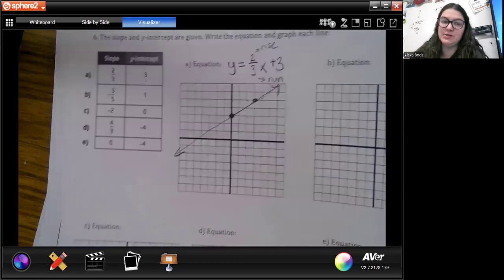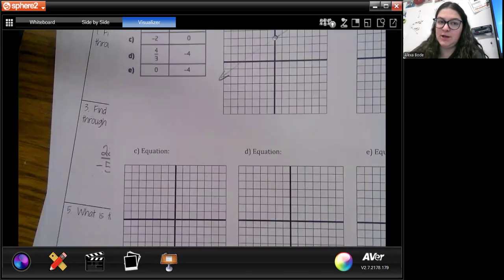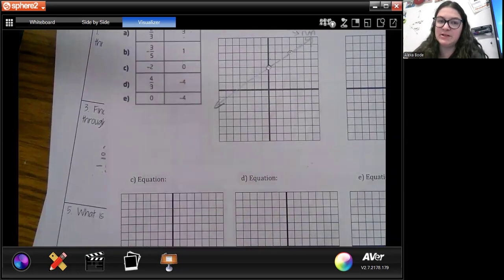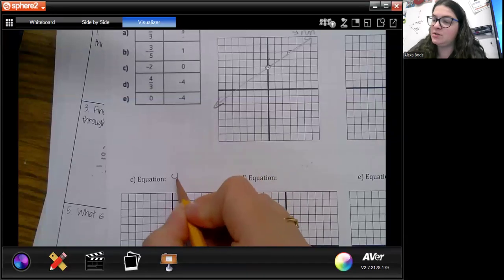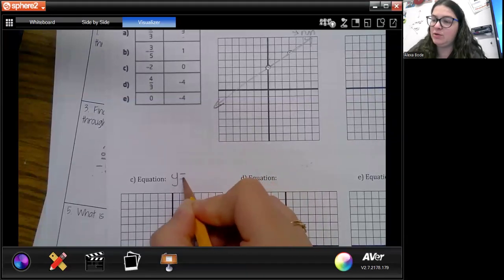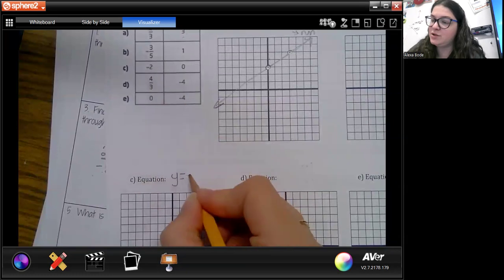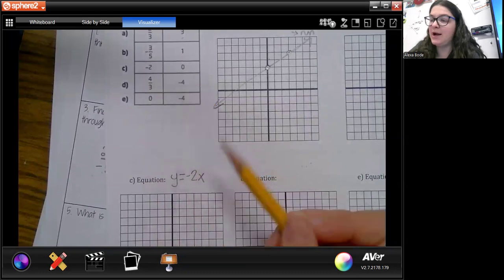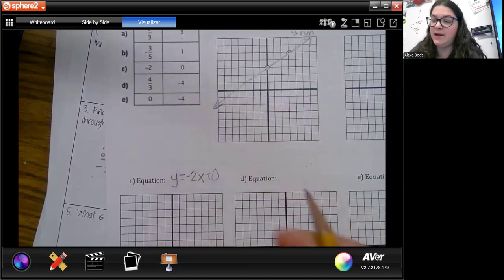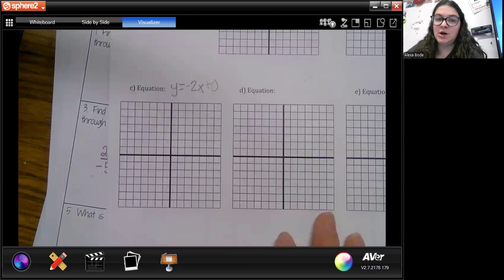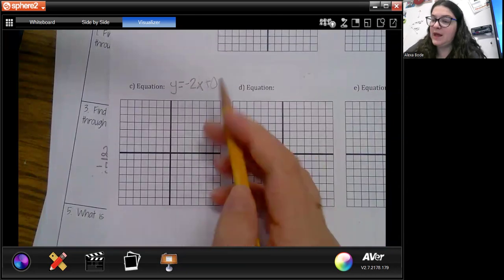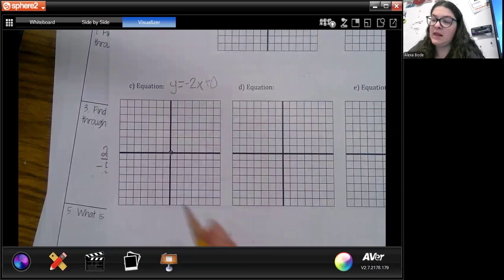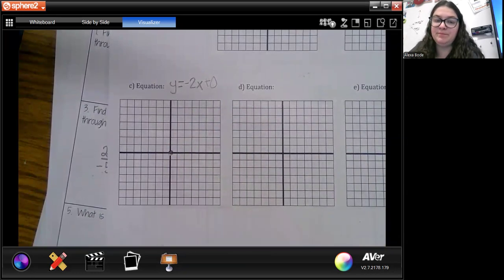Just as an example, I'm going to do C with you now. So my equation for C, I've got a slope of -2, a y-intercept of 0. So my equation, y equals mx plus b, y equals my slope, -2, x plus b would be plus 0. I don't really have to do the plus 0, but you can. So if it's plus 0, that means it's going to go through the origin.